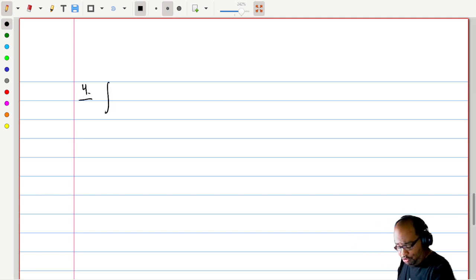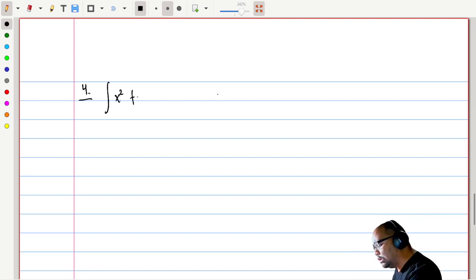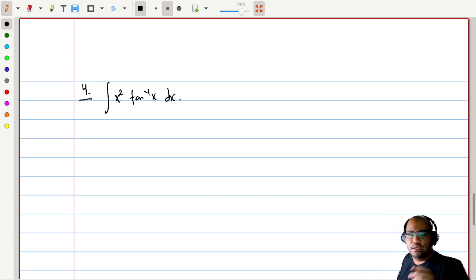An exercise in your homework set was probably integrating just arctan x, but now we want to integrate x squared arctan x dx here, okay? This is one where the table method doesn't really get you anywhere, but you can actually kind of start to set it up.